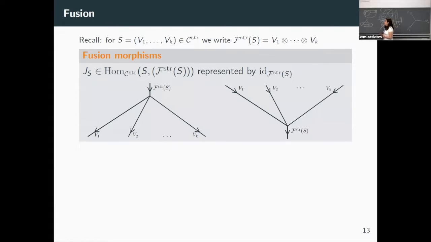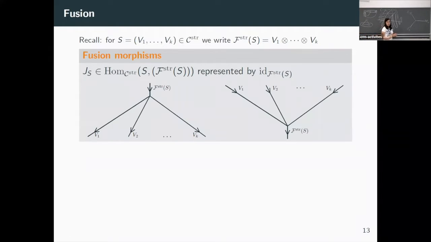We have one last thing, which was not really yet present in the existing graphical calculus, which is a notion of fusion. So this really goes back to the definition of morphisms in our strictified categories. So we can consider a morphism in a strictified category between S, which is a tuple of length K, and a tuple of just length 1, consisting precisely of the multifold tensor product of all the V_i objects. And by definition, these are just morphisms in C between this multifold tensor product and itself. So there we can just take the identity.